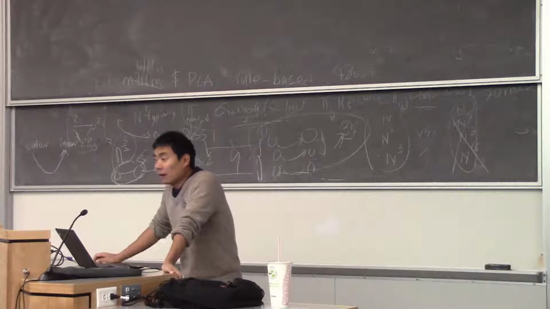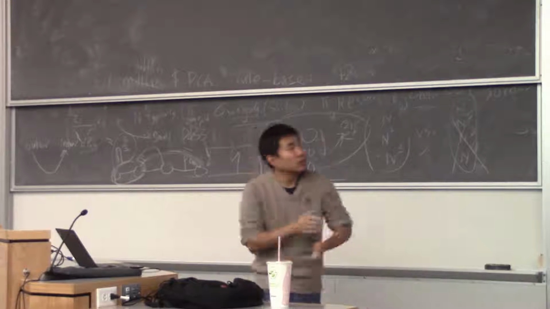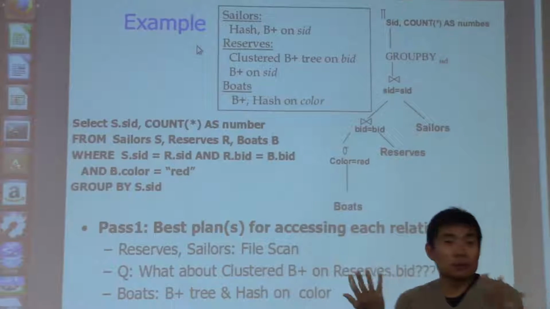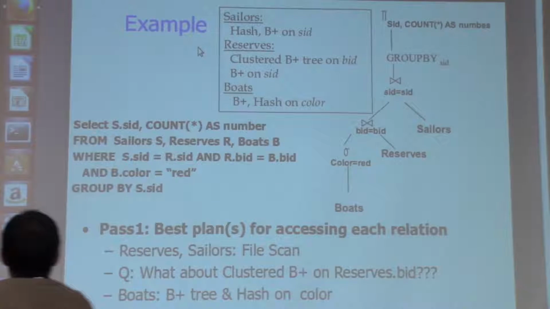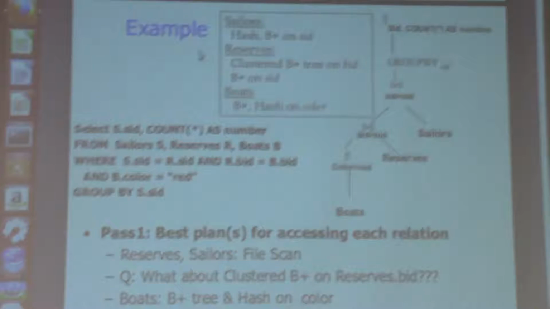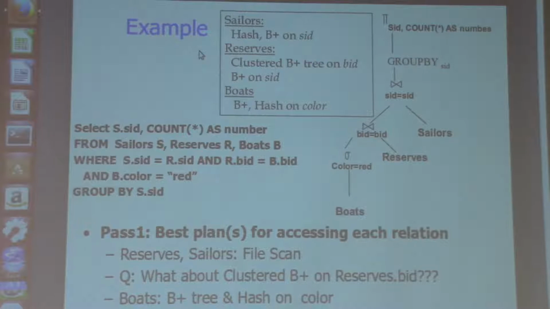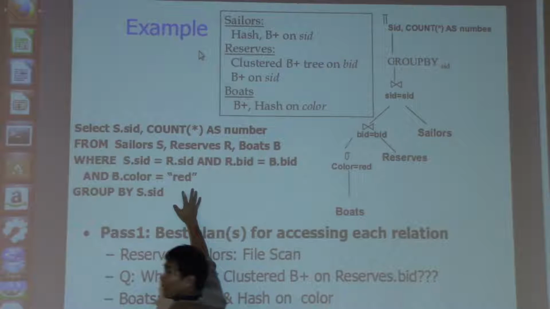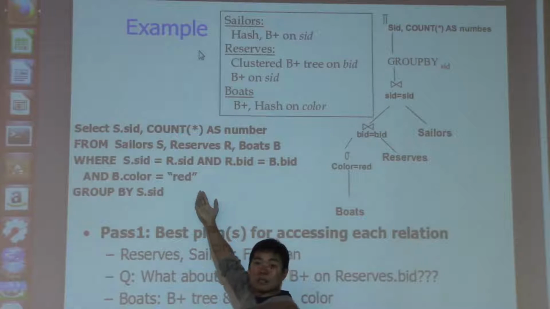Okay, now let's consider an example. So what's this example? I have both reserves and sailors. So it's a three table join. And my database catalog returns this information to me. The catalog tells me that I have a hash on B plus tree on SID, class B plus on BID, B plus tree on CID, B plus tree hash on color. Okay, that's my catalog. And this is my query, like one of the queries you have written in your midterm test.